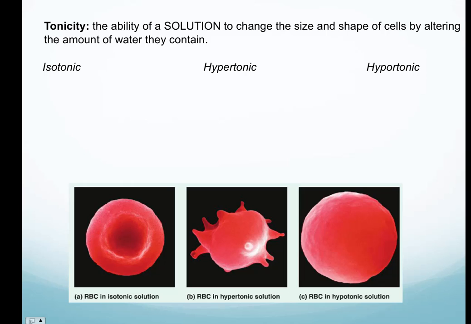Now, let's look at this idea of tonicity. Tonicity deals with the ability of a solution to change the size and shape of cells by altering the amount of water they contain. And when we talk about tonicity, really what we're looking at is this idea of osmosis, because it's only the movement of water in and out of the cell, and that being the case, we need to have a semi-permeable membrane.